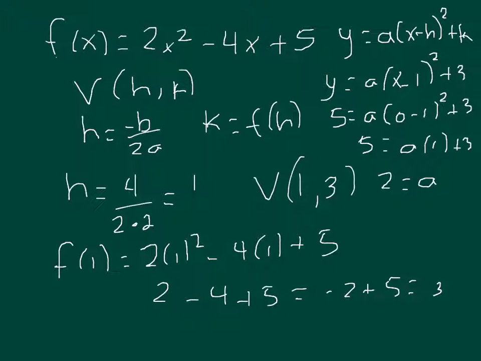So if a equals 2, the entire equation in vertex form would be y equals 2, and then now you just put your x and y back in to represent every point on the quadratic function. So (x minus 1) squared plus 3. And that would be your final equation in vertex form, which may be easier for some students than completing the square.